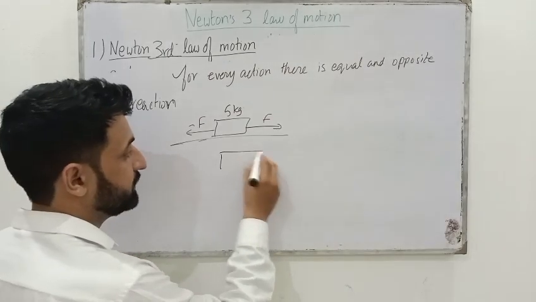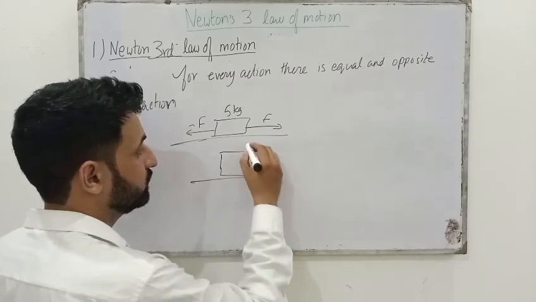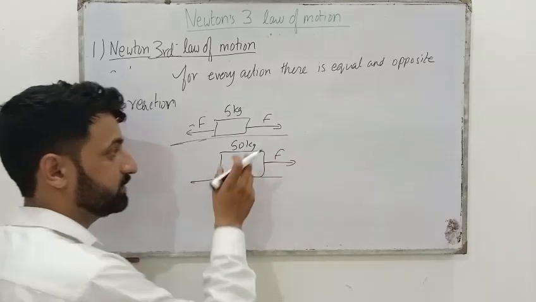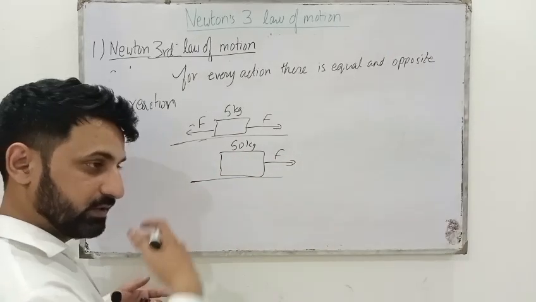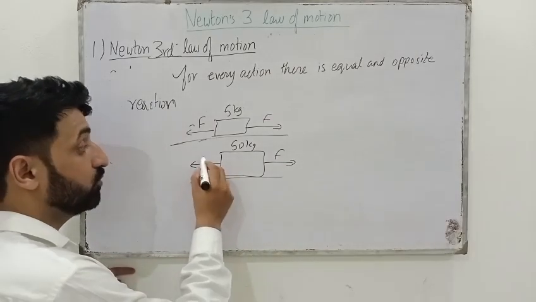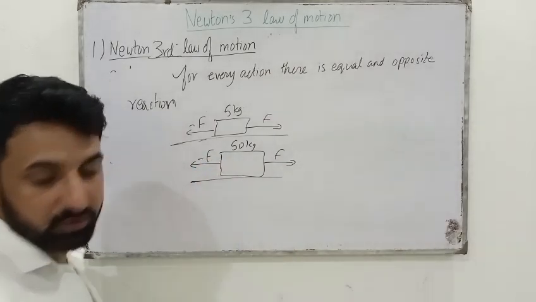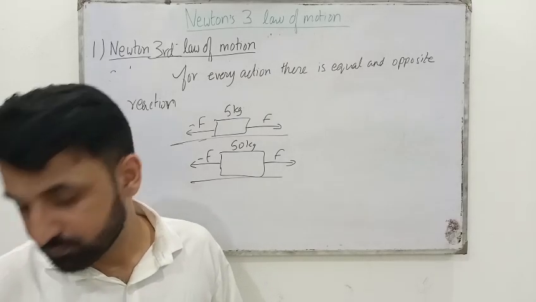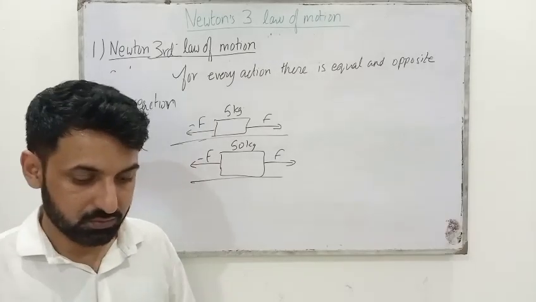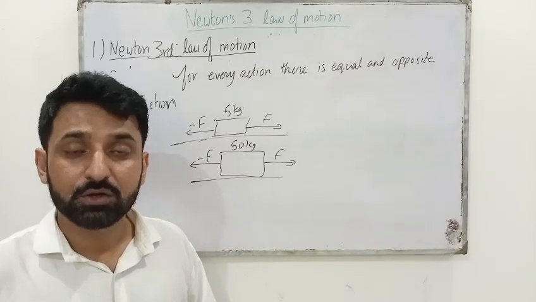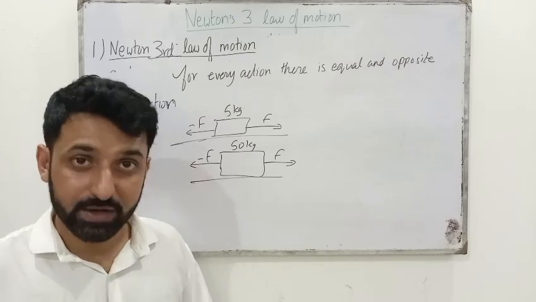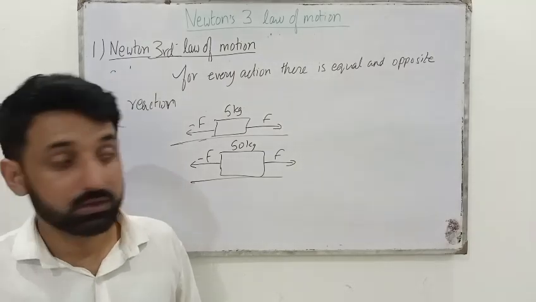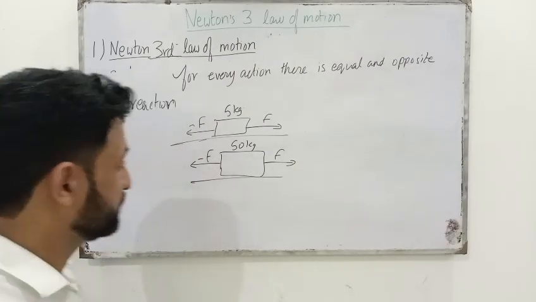But if that mass is 50 kg, and I push it, because this is a bigger mass, it will exert more force, so I need more force to push that box. For example, if you jump on the ground, you push towards the ground and the ground pushes you above the ground. So this is all about the three laws of motion.